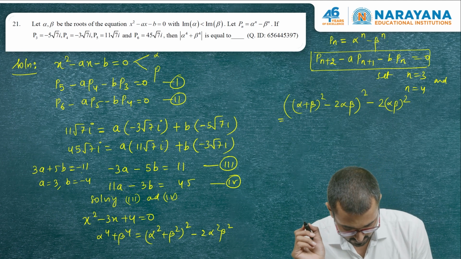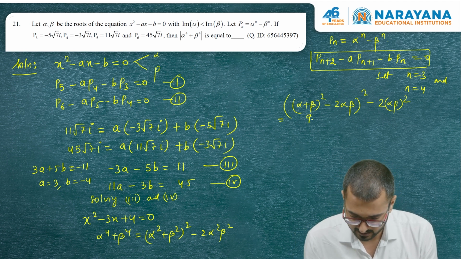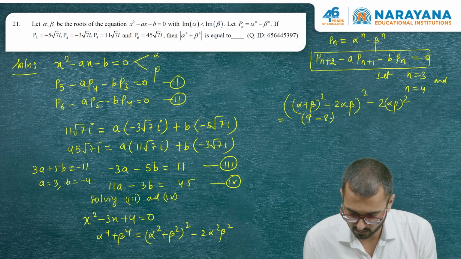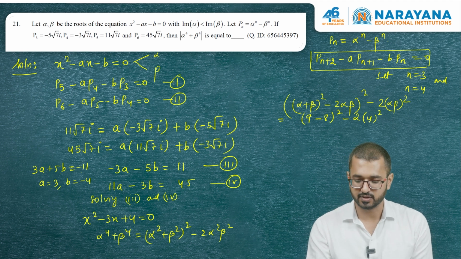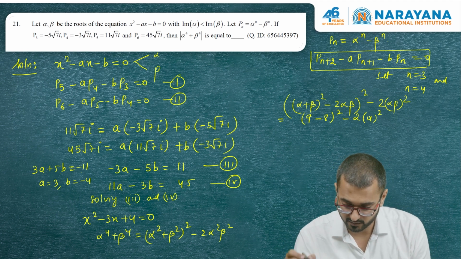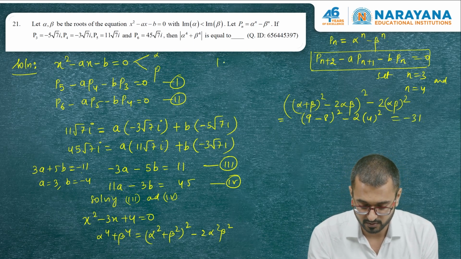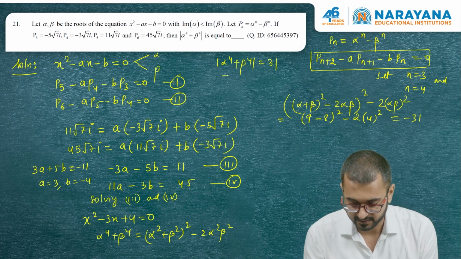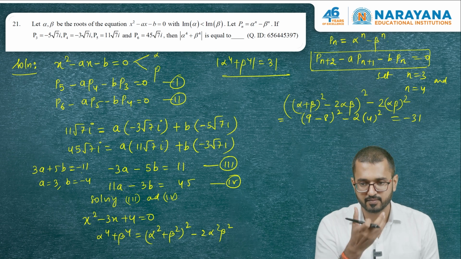Sum of the roots, alpha plus beta, is 3. So 9 minus 8. Alpha into beta is 4. So 8 square, this minus 2 times alpha into beta, which is just 4. So 4 square is 16, into 2 is 32. 1 minus 32 will give me minus 31. So I want its modulus. So modulus of alpha power 4 plus beta power 4 is going to be 31. So that makes our answer correct. So it should be 31.